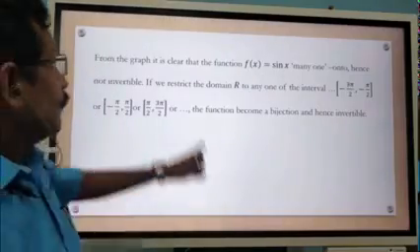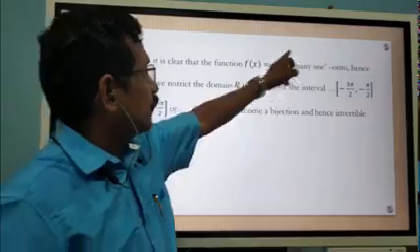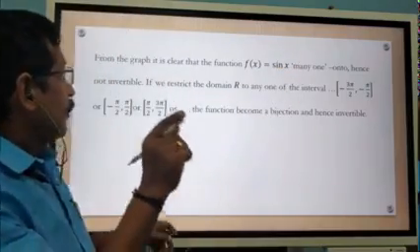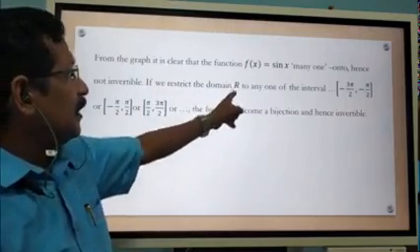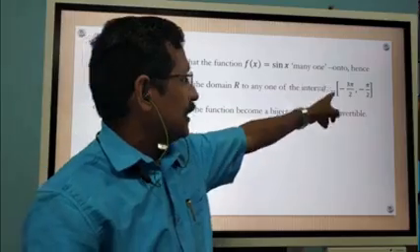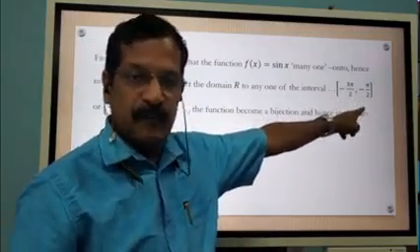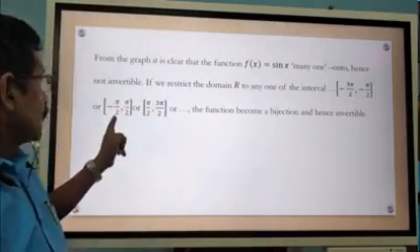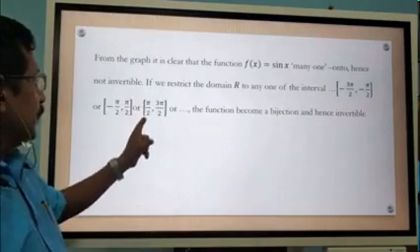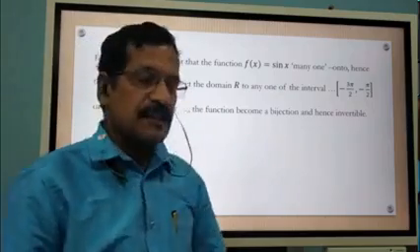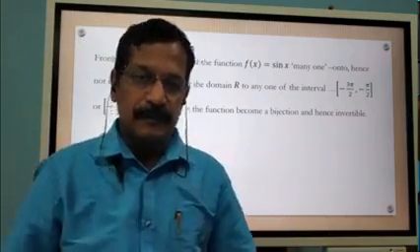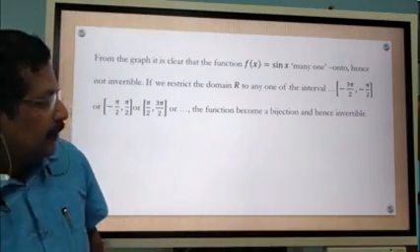That is, from the graph it is clear that f of x is equal to sin x is many-one onto, hence not invertible. If we restrict the domain R to any one of the intervals minus 3 pi by 2 to minus pi by 2, or minus pi by 2 to pi by 2, or pi by 2 to 3 pi by 2, etc., the function becomes a bijection, hence invertible. Is it clear?